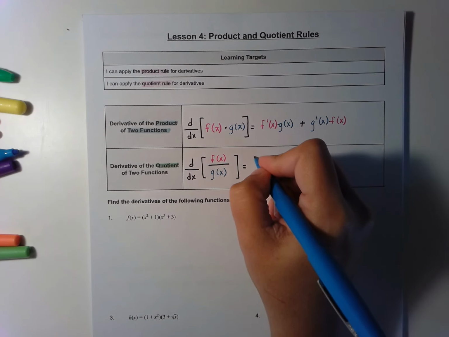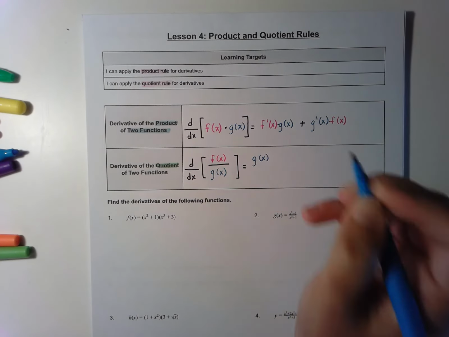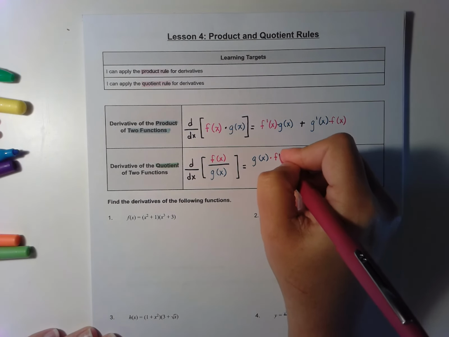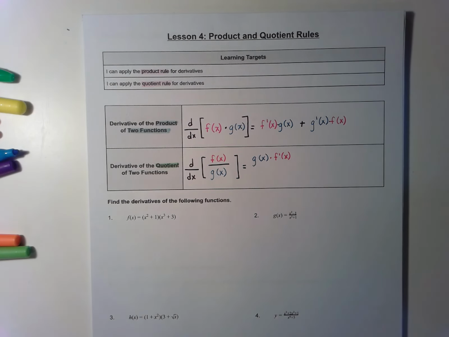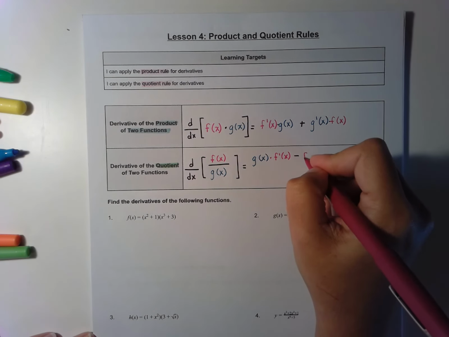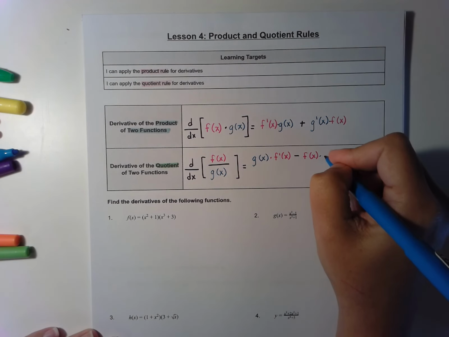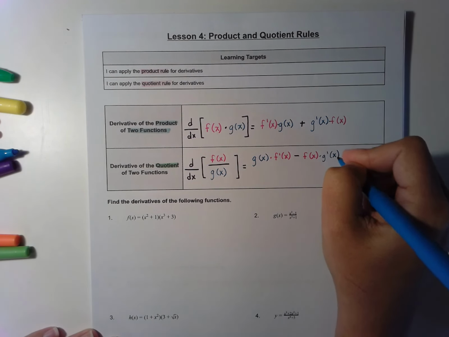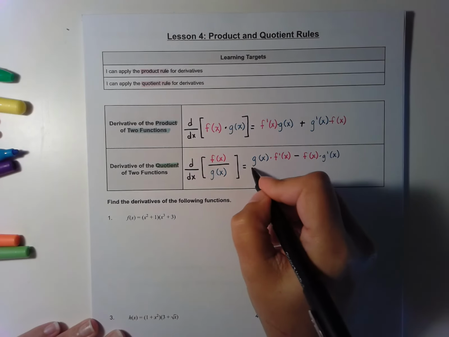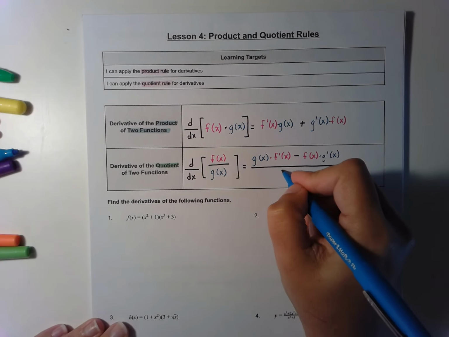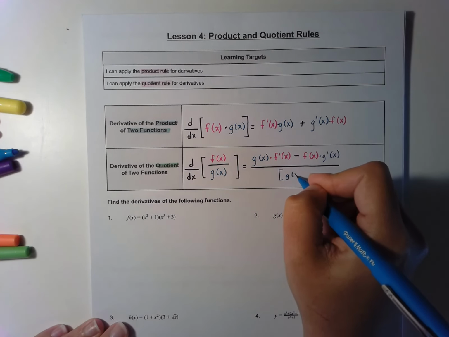First, you copy the bottom function. So you copy the bottom, and then you take the derivative of the top. Then you subtract, and then you copy the top, and you take the derivative of the bottom. And finally, you put the bottom function back on the bottom and you square it.